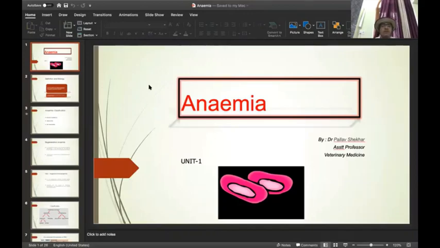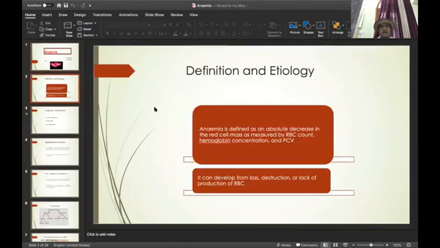So this is a common terminology which we have learned from a very long time. The definition: anemia is defined as an absolute decrease in red cell mass as measured by RBC count, hemoglobin concentration, and PCV. So as the definition indicates, if there is any decrease in the RBC count or the hemoglobin level or the PCV level in any animals, we call it anemia.